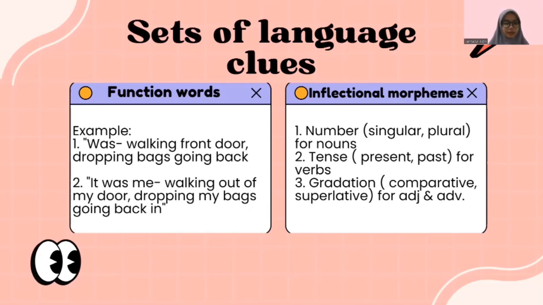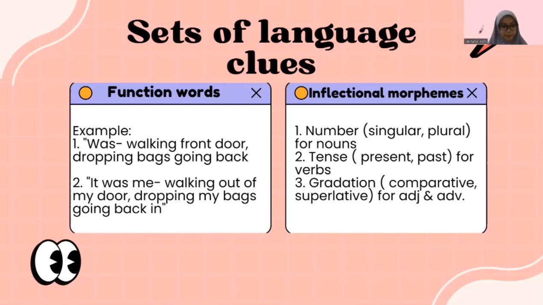Okay, from these two examples, we can see that the second example is easier to read and to understand. Why? Because it contains functional words such as pronouns, conjunctions, and prepositions. So from these two examples, we can see how effective functional words are in understanding the clause. And the second is inflectional morphemes. Inflectional morphemes focus on the word endings that add grammatical information but do not change the word classification.